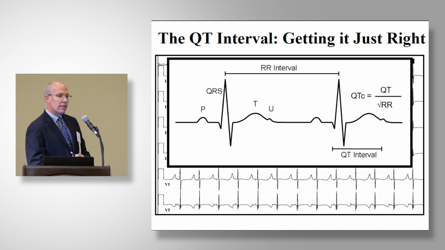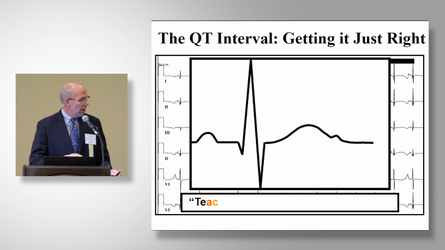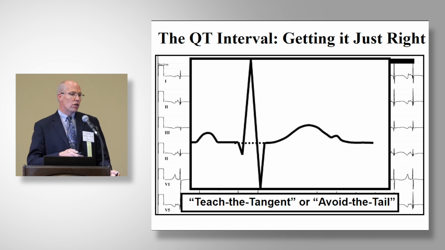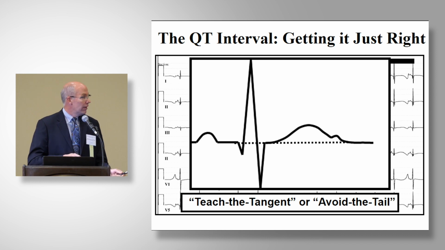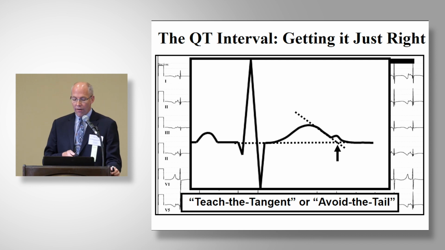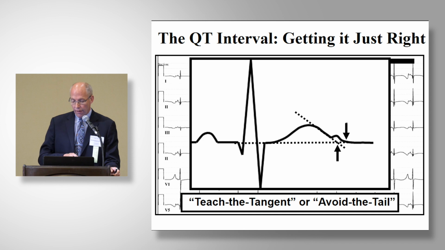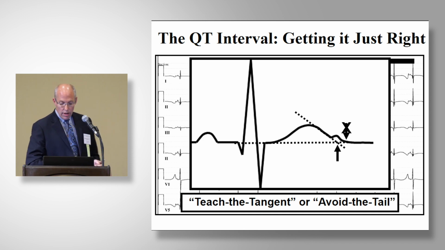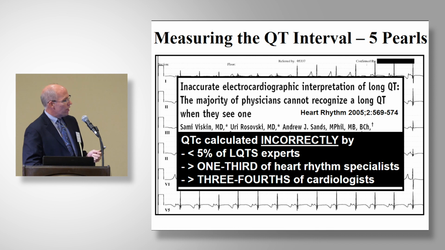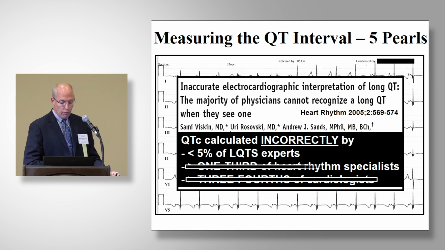So we need to go back to basics if we're going to confirm the computer's QTc and do what has been called teach the tangent or avoid the tail, so we don't do the sin of QT inflation due to U-wave inclusion. And we draw the isoelectric segment, we go down the downslope, and we intersect the end there, and we resist the urge of taking it way out there, which will grossly overestimate the QTc. And when we do that, and if we combine it with these 5 pearls, I think we can get really, really QT good at saying, did the computer do it right? And we'll be better than them.